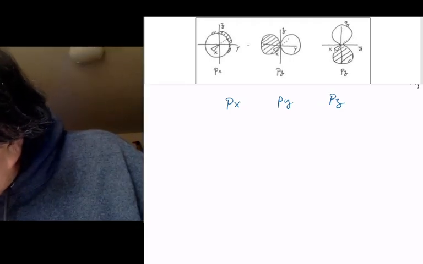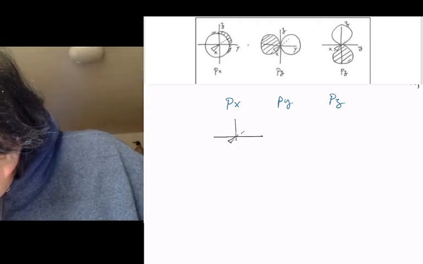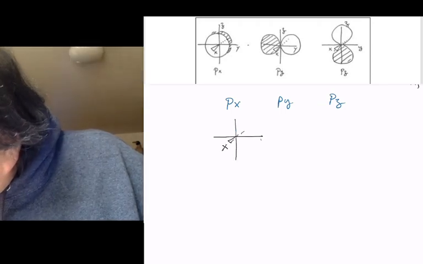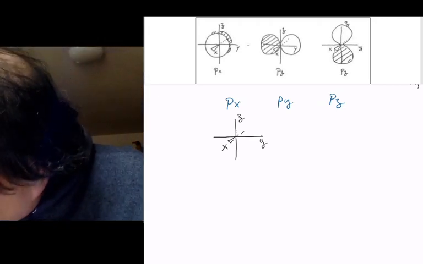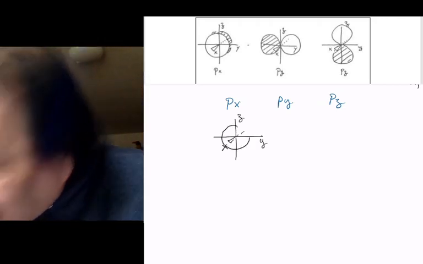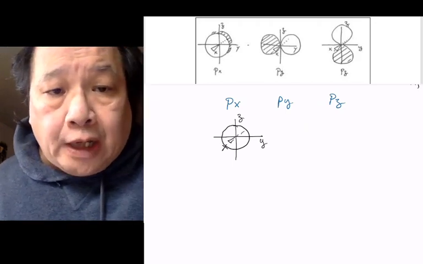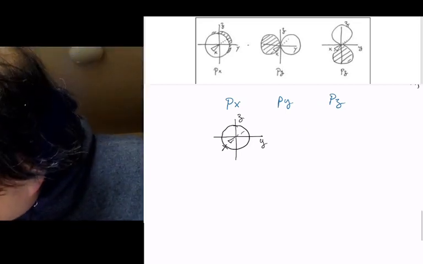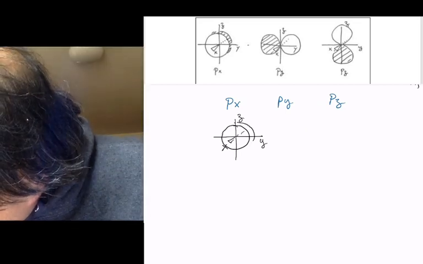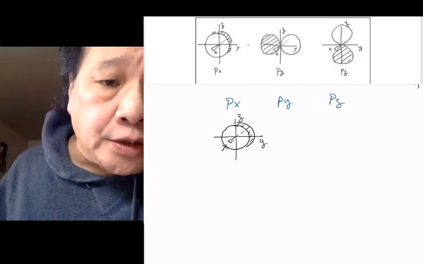In drawing that px orbital, the x-axis is coming straight out in my picture. And that means that one of the lobes hides the other lobe behind it. And so the way we draw the px orbital is we draw first a circle, and we eclipse behind the circle the other lobe. The dashed line corresponds to negative.